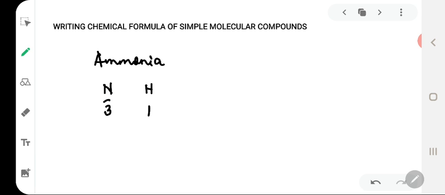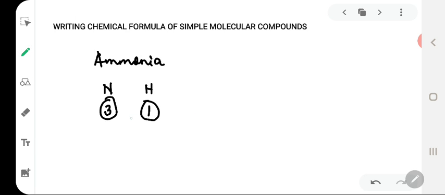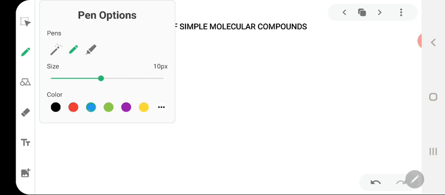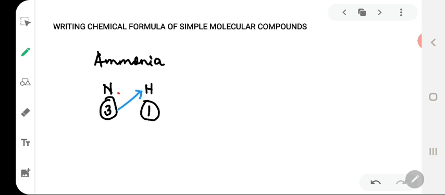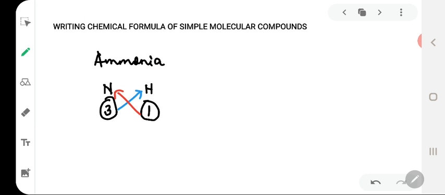So now what shall we do? We will shift crosswise these valencies. This is known as the crossover or crisscross of valencies. So in order to write down the formula, we shall crisscross the valencies. So 3 will go this side and 1 will go this side. So hence we can write down the formula of ammonia as NH3.